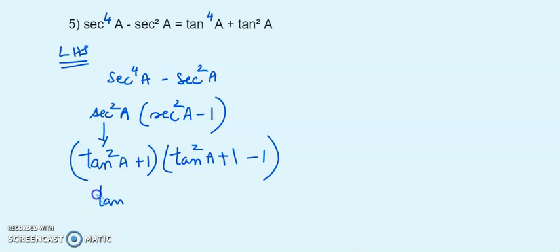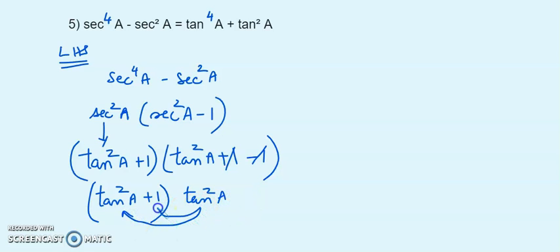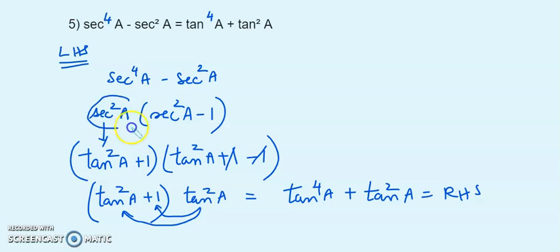So this will be tan square A plus 1. And the next bracket will become just tan square A. Why? Because the 1 and the 1 are getting cancelled off. Now you multiply the tan square A with tan square A and tan square A with 1. Means you open it up. So you will get tan raised to 4A plus tan square A. And that's your RHS. What did I do? I've taken the sec square A common. Then I've applied identity for sec square A as tan square A plus 1 for this one and for this. Both of them I've put tan square A plus 1. The 1 get cancelled off. Then you just open it up. You get your answer.